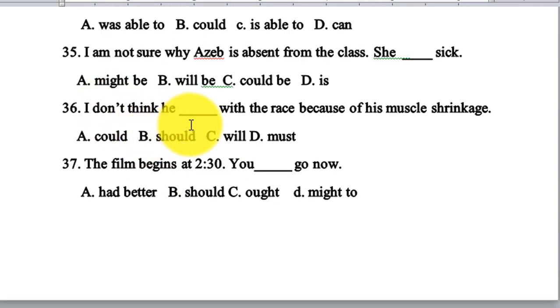So 6: I don't think he belonged with the ref because of his muscle shrinkage, yeah? I don't think, should and could here, should, will, and must. So what do you think is the answer here? What do you think is the answer? Yes, what do you think is the answer? I don't think. So if you answer B, absolutely no.